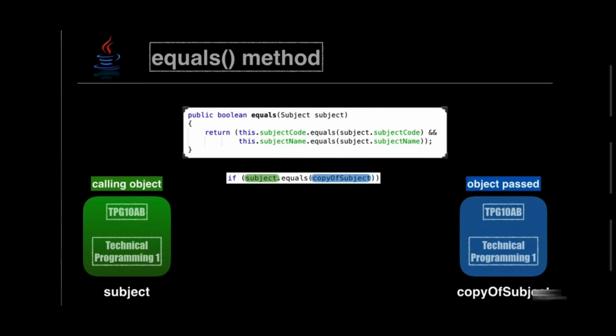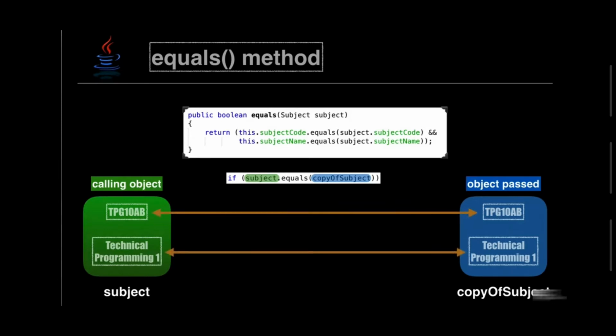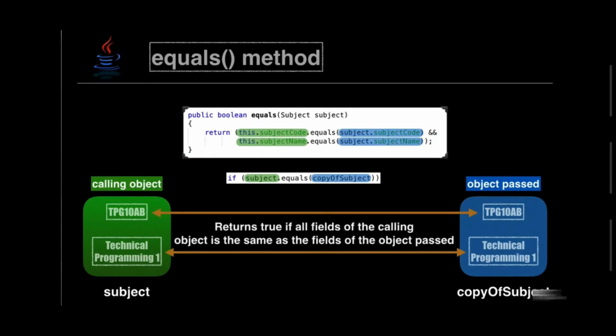In order to compare objects to see if they are the same, we need to compare all the fields of the one object with all the fields of the other object. So we will compare the subject code of the green object with the subject code of the blue object. The this keyword here refers to the object that called the method. In this case, it's the green object. Then we also compare the subject name of the green object with the subject name of the blue object. Only when all fields of the green object are equal to all of the fields of the blue object will they be exactly the same, and will the equals method return true.